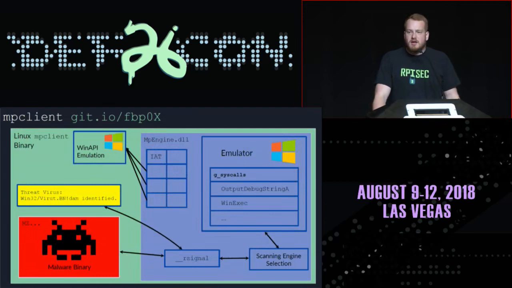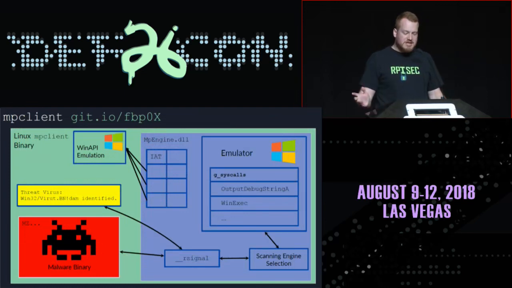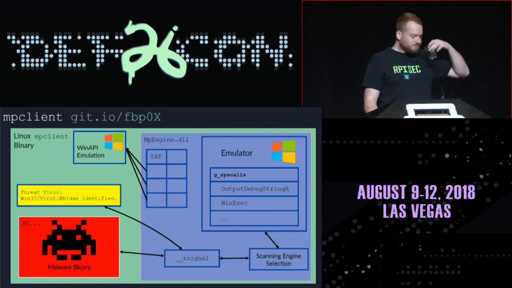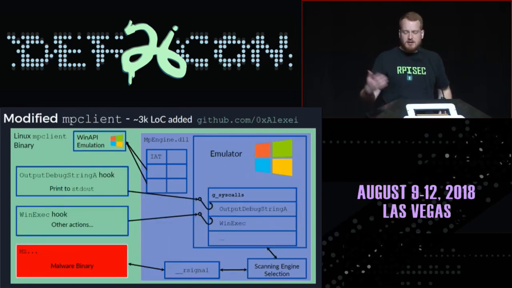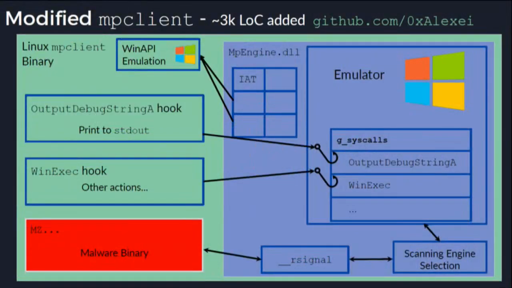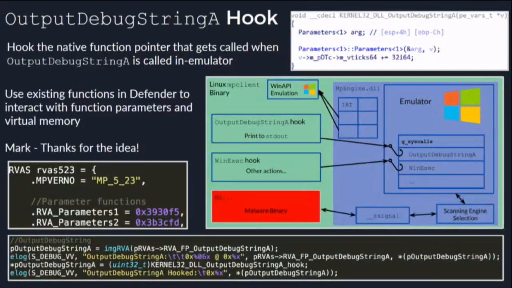This is the original load library diagram I showed you. This is Tavis Ormandy's tool, kind of in an unmodified state. This is how it works. And I went in and I hooked the gsyscalls table. This is the table of about 120 functions providing emulations for various Windows APIs. I hooked it and replaced those implementations with my own implementations of various common functions like lputdebugstringa or winexec. So when these functions are now called by our malware binary inside the engine, instead our functions are invoked.